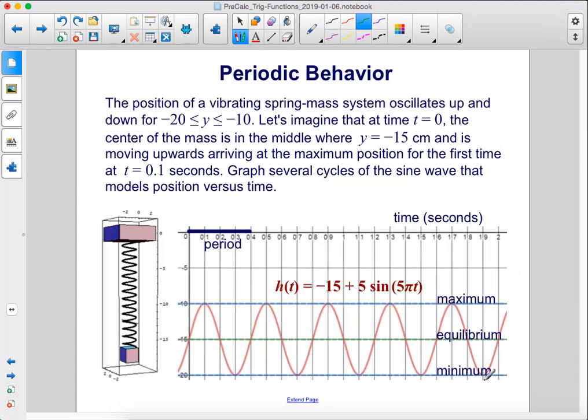Here's a much nicer graph that shows our function h of t equals -15, which is our midline here, plus 5, which is our amplitude, sine 5 pi t. And that has our maximum up here at -10, our minimum at -20, and it has our period of 0.4 seconds.